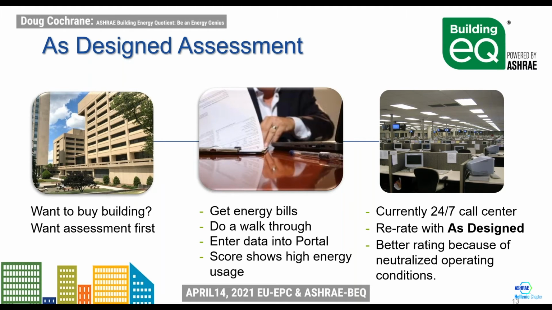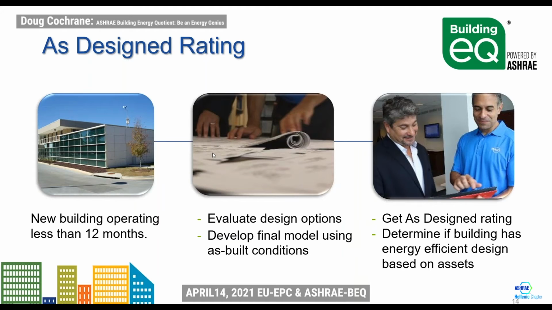But I think the other thing to look at, when we move to the next slide, is that you do have the option of looking at different design options. So when you're designing a building, you can look at this and say, if we make this change or add these additional features, what it's going to do to my score. And the as designed rating, like I said, is for a building you're either designing or has been in operation for less than 12 months. And you can see, based on the assets, exactly where that sits. Next slide, please.